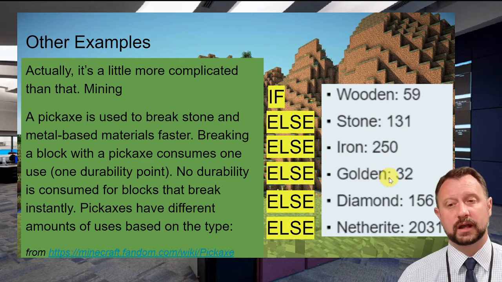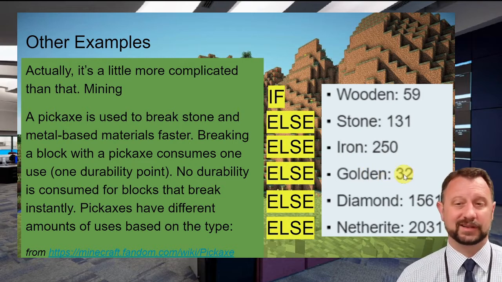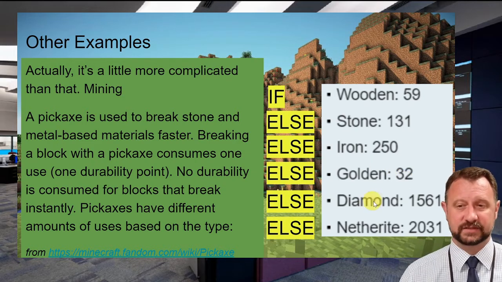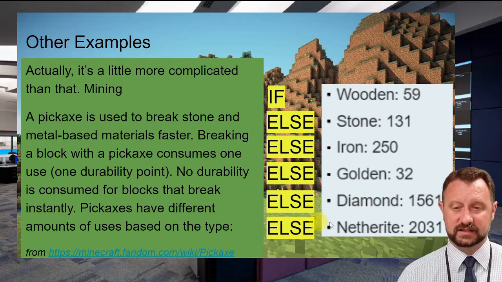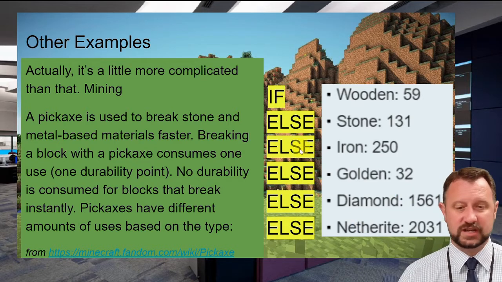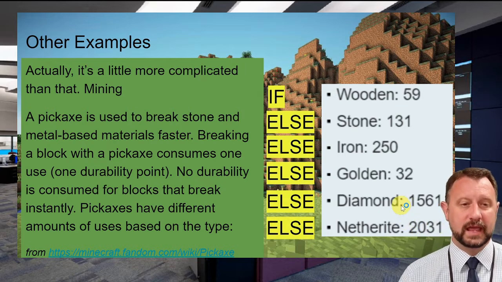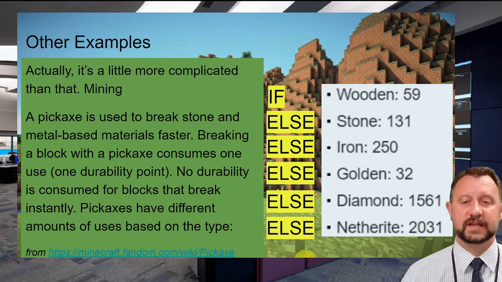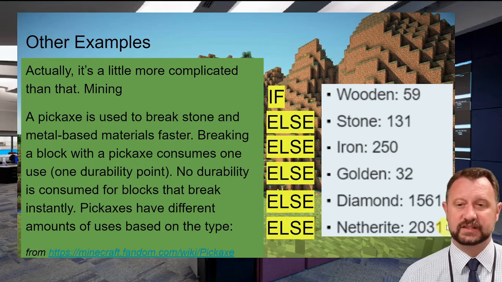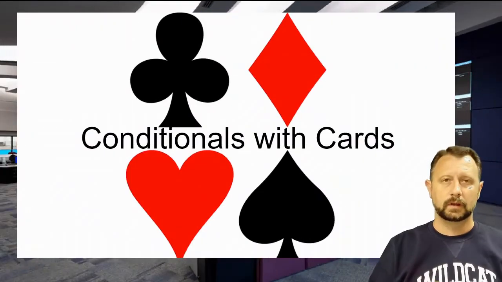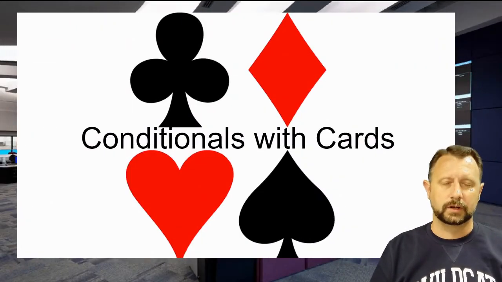Else, you are in golden. Now, golden, that's not very much at all. So if you're using a golden pickaxe, why? I don't even know. Else, if it's diamond, wow, look how much you can get from a diamond. That is a lot. And else, if it's not diamond, if it's not any of these, you keep going down until you get to here. Netherite, 2,031 durability points. Wow. That is a lot. So it's good to start upgrading your stuff, but the way that we can upgrade is through conditionals. So this is how we're going to do our activity today.